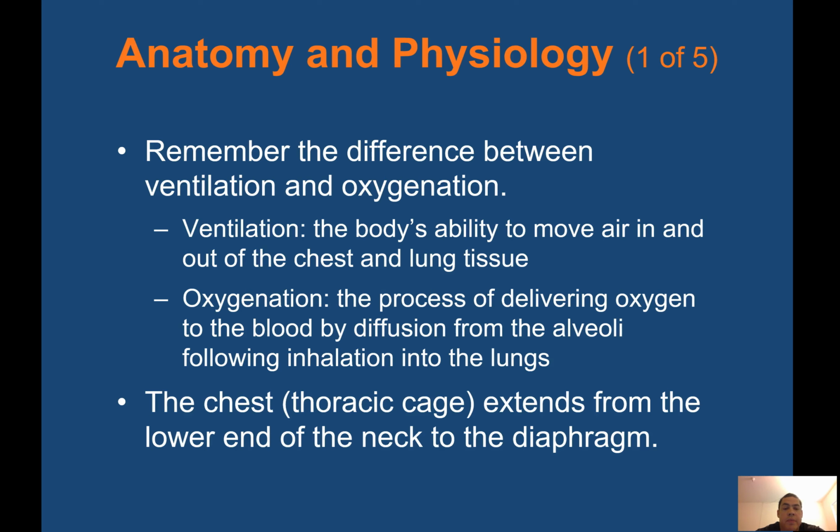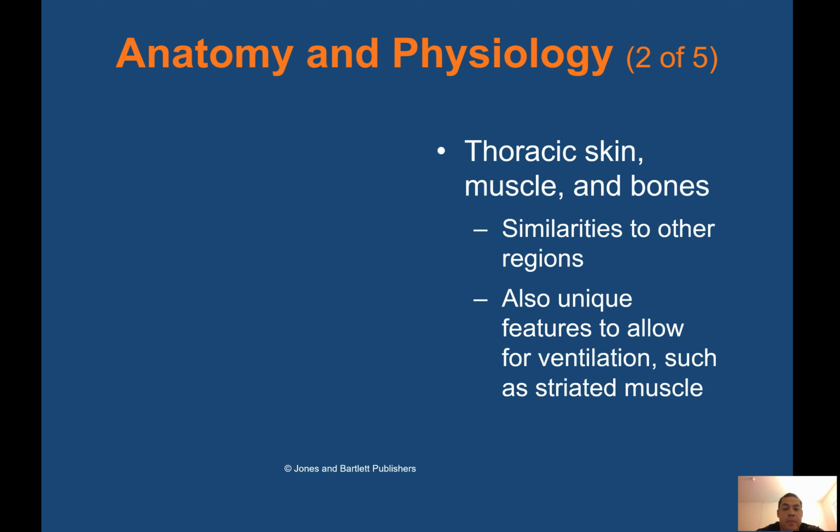Anatomy and physiology. Remember the difference between ventilation and oxygenation. Ventilation is the body's ability to move air in and out of the chest and lung tissue. Oxygenation is the process of delivering oxygen to the blood by diffusion from the alveoli, following inhalation into the lungs. The chest, or thorax, cage extends from the lower end of the neck to the diaphragm. Thoracic skin, muscle, and bones have similarities to other regions, but also unique features to allow for ventilation, such as striated muscle.